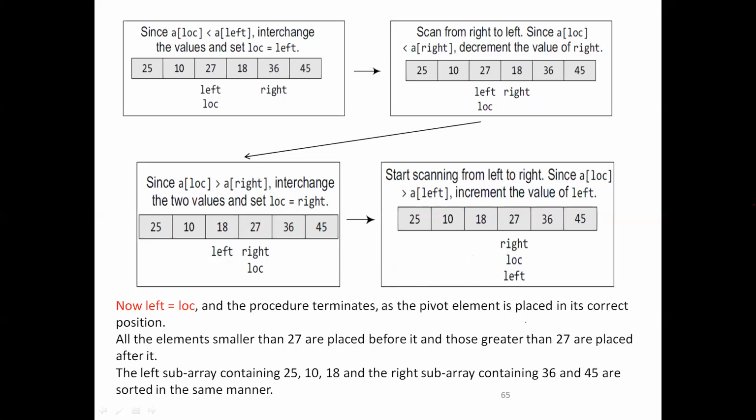So this way, we keep on doing the operation. At one stage, what happens? Everything will be sorted. It will come like 10, 18, 25, and 27 in the right position, and 36 will be sorted after applying the algorithm. So this is how quick sort works.